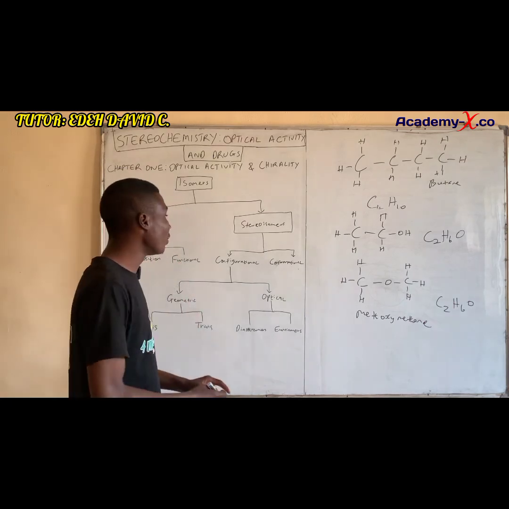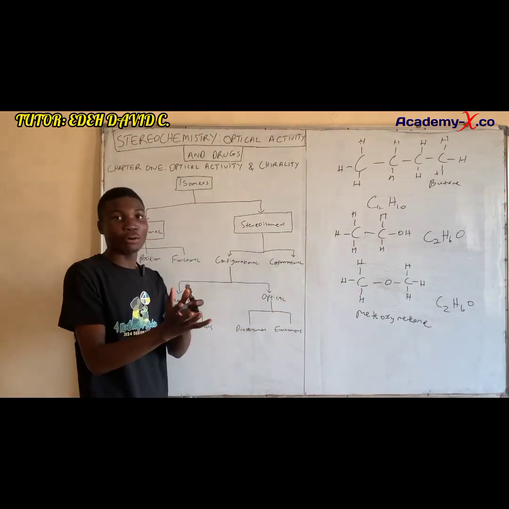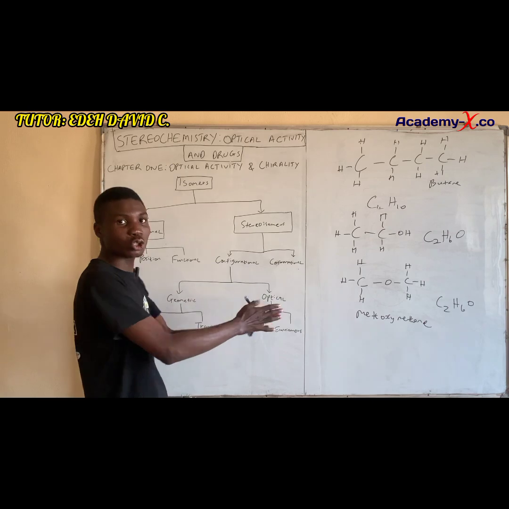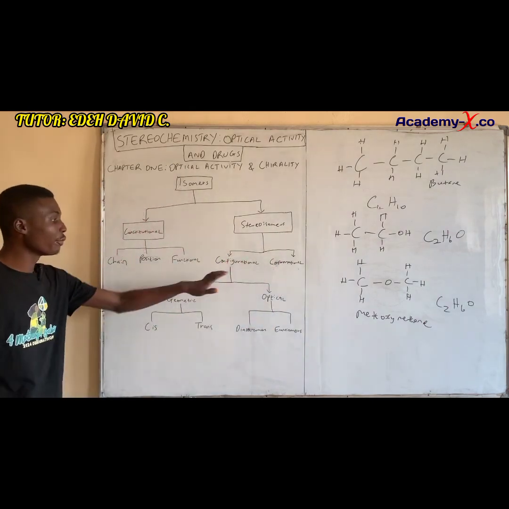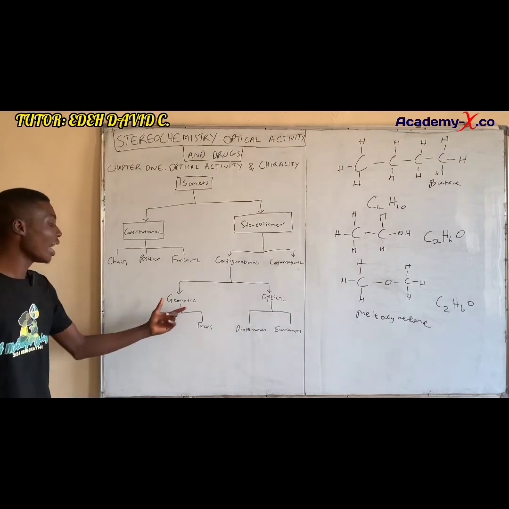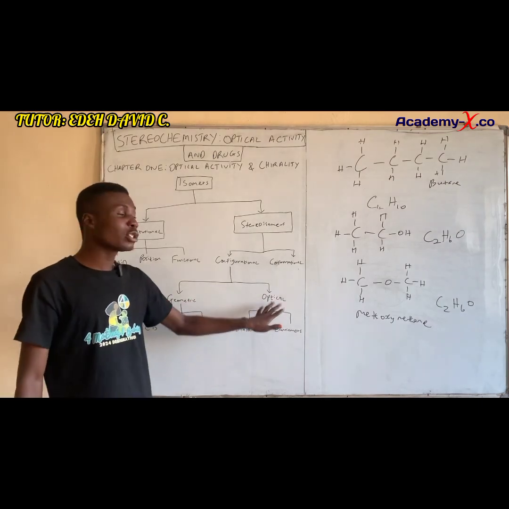Then coming down to stereoisomers, we have configurational and conformational. In subsequent topics, we're going to be talking about the conformational type of isomerism. It's a whole lot, so we can't analyze that in this particular video. But let's come down to the configurational. In configurational isomerism, we have geometric isomerism and optical isomerism.